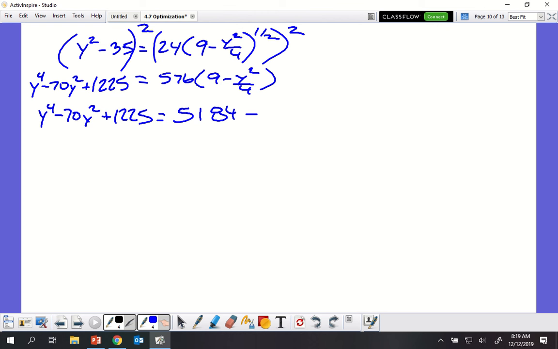1,296. Is it 144? 144? Okay. 144 y squared. It's dividing by 4. I'm sorry. Yeah, dividing by 4 because there's a 4 on the bottom and it is divisible by 4.